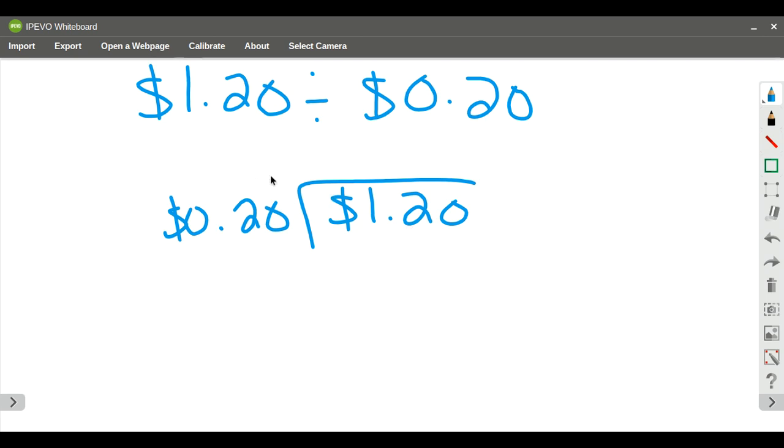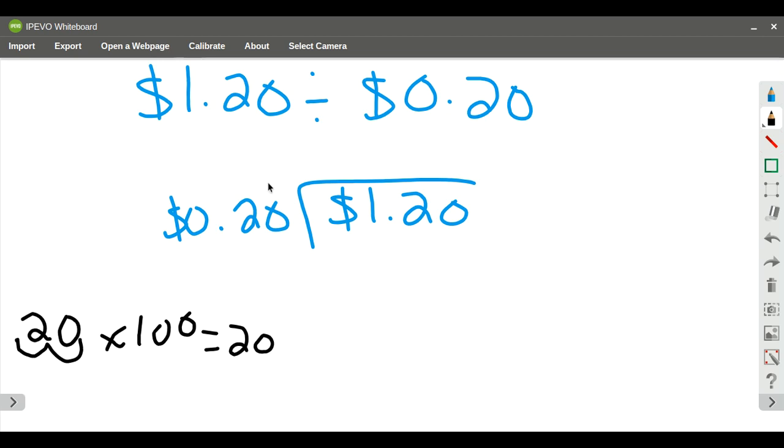However, that only works when we have a whole number. I don't have a whole number, I have a decimal. So what I want to do is get 20 cents to be a whole number. To get 20 cents to be a whole number, I'm going to multiply 20 cents times 100. When I multiply 20 cents times 100, that's going to move the decimal 2 places to the right, and so I end up with 20. So now I have a whole number.